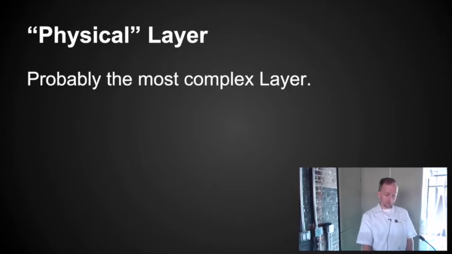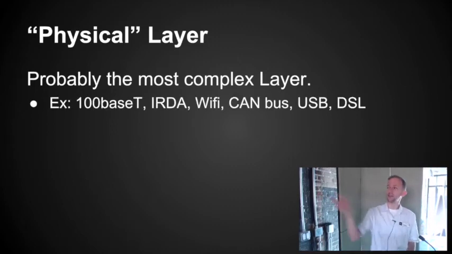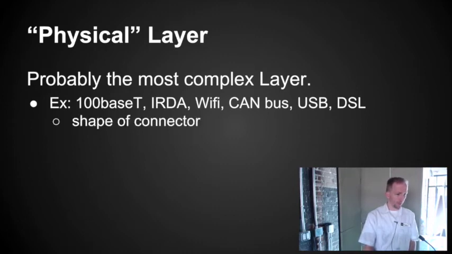The physical layer is probably the most complex layer of the whole thing, because the other layers have really well-defined specs, I think is a better way to say that, and everybody speaks them, whereas the physical layer is not quite so. A good example is USB, which is a physical specification. So is infrared and Wi-Fi and the CAN bus in your car, and DSL as a protocol, as a whole system, and also 100-base-T Ethernet. Those are all physical layer specifications. So there's just thousands and thousands of these, and they get really complex.